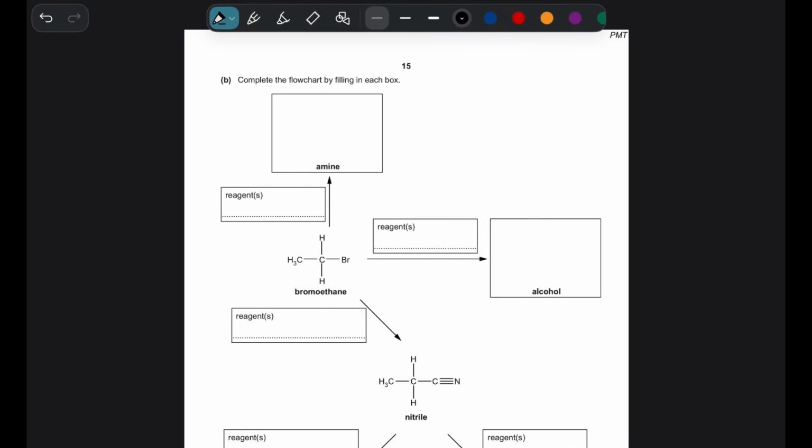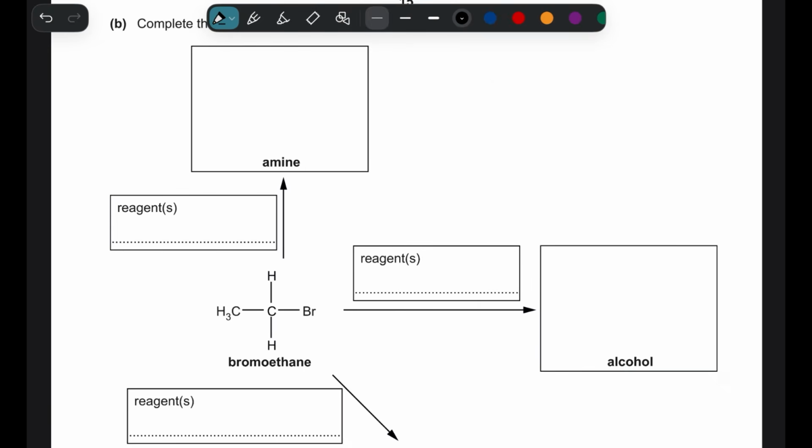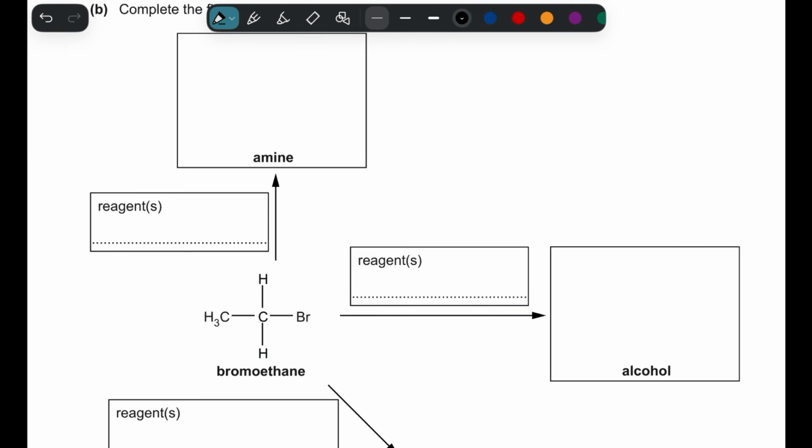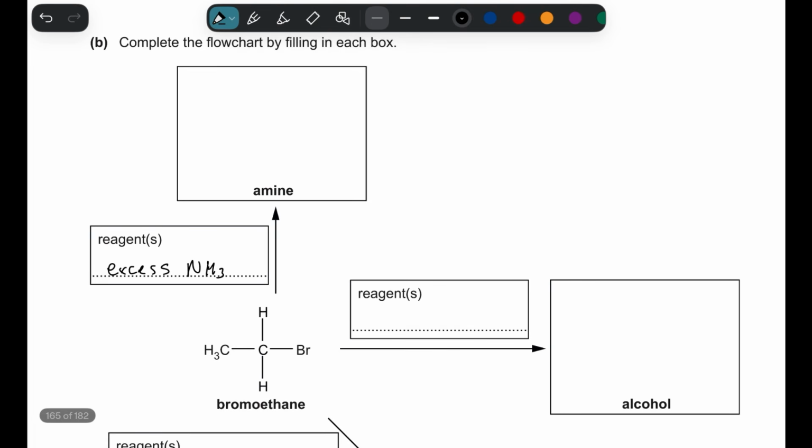Okay, organic synthesis. So these questions can be a bit overwhelming, especially given how much you have to do. 9 marks as well. So we're going to try and smash it. Now, let's start at the top with bromoethane. Yeah. So to go from a haloalkane to an amine, we need to react with excess ammonia. Cool. That's our condition. Yep. Excess ammonia. Now, in terms of what it's going to be, this is just a substitution reaction.